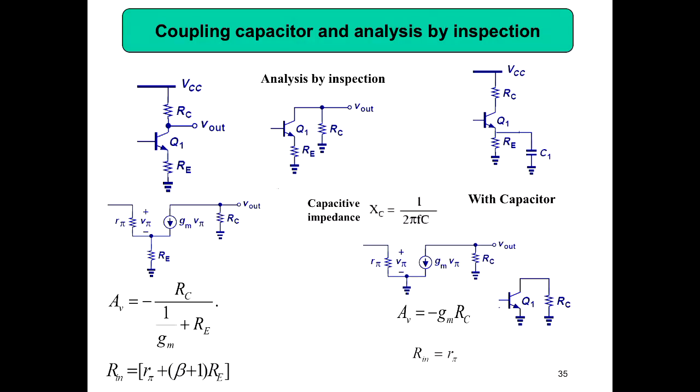Here Rin equals R5, because when you short your RE with the capacitor in the small signal, you don't have the RE. Then when you don't have the RE, you don't have this term, beta plus 1 into RE. So your input impedance will become R5.